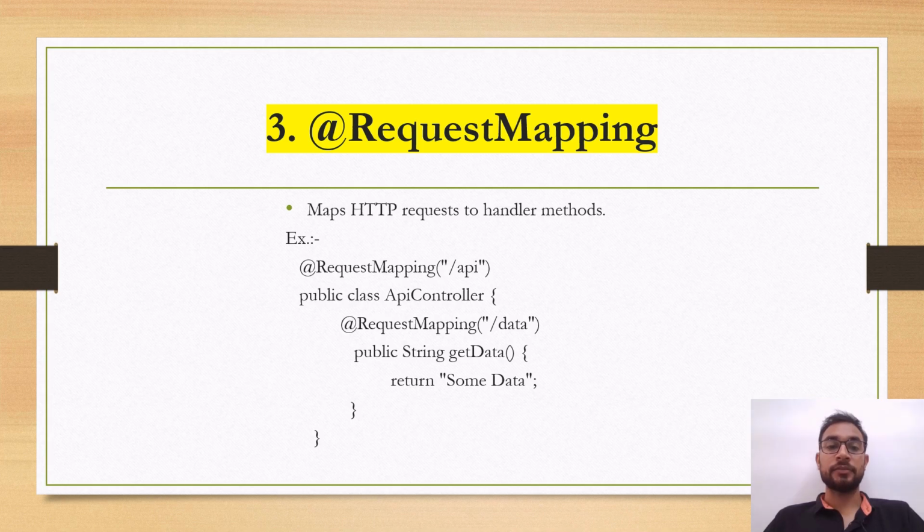@RequestMapping. So it maps HTTP requests to handler methods. For example, we have a class public class ApiController and we annotate it with @RequestMapping and pass the URL /api. It means it will be the base URL for our API.